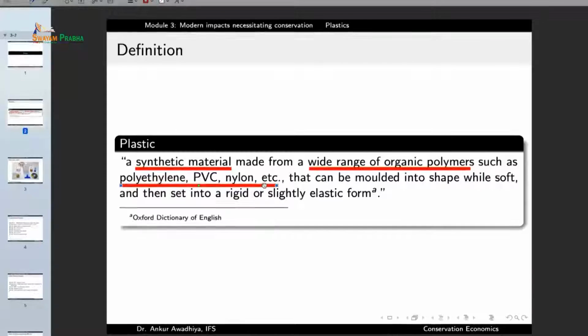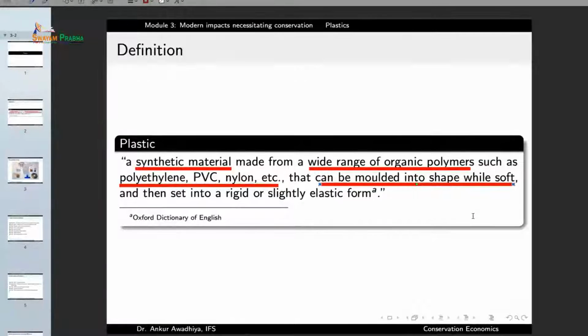Now, the important characteristic of plastics is that they can be molded into a shape when they are soft, which permits us to manufacture different kinds of substances using plastic materials. So you can mold a plastic into, say, a bottle, you can mold it into a pen, you can mold it into a chair, and so on. So they have this important property that they can be molded into a shape when they are soft and then set into a rigid or slightly elastic form.